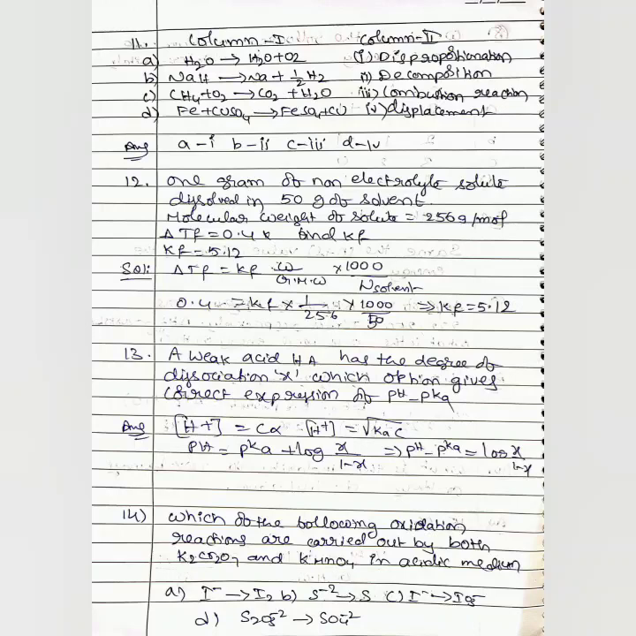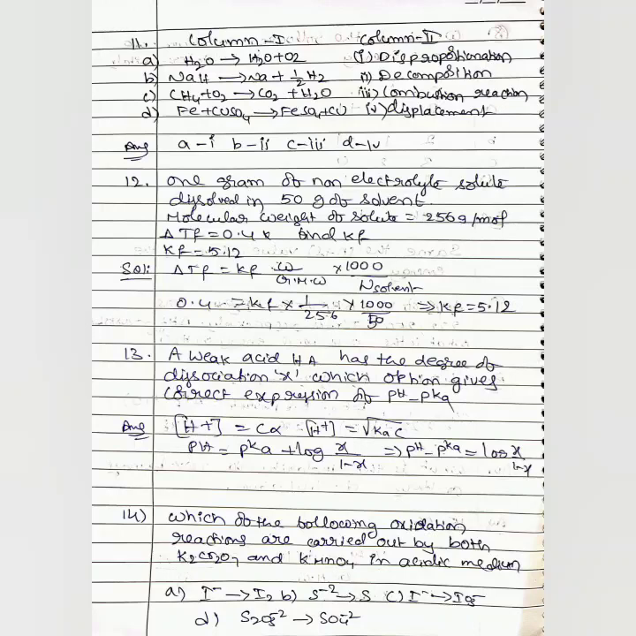Next one, 1 gram of non-electrolyte solute is dissolved in 50 grams of solvent. Molecular weight of solute they have mentioned, and delta Tf also they have mentioned, asking us to calculate the Kf value. Just by substituting in the formula we get Kf as 5.12.